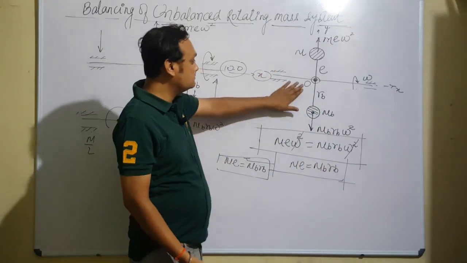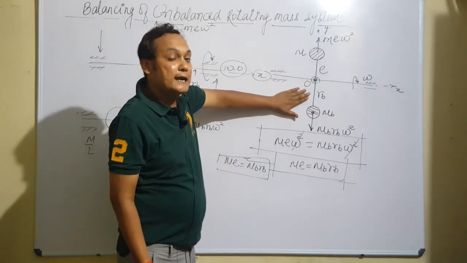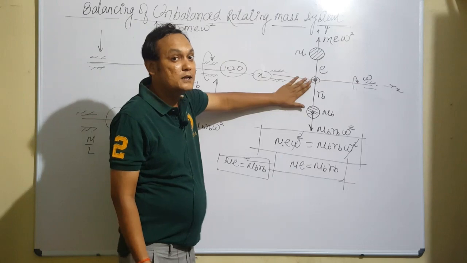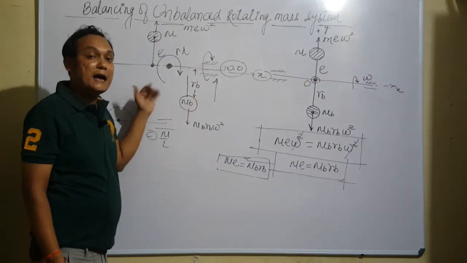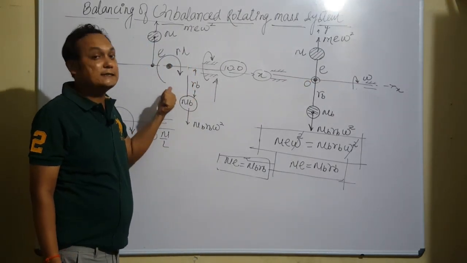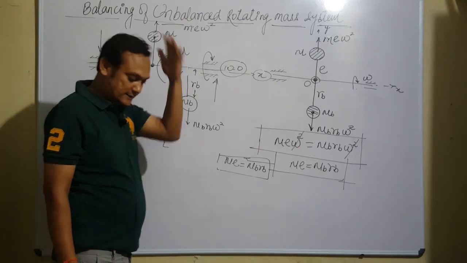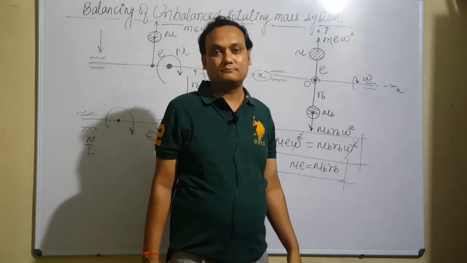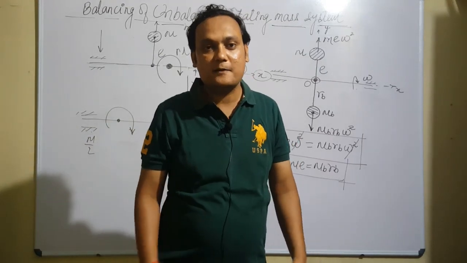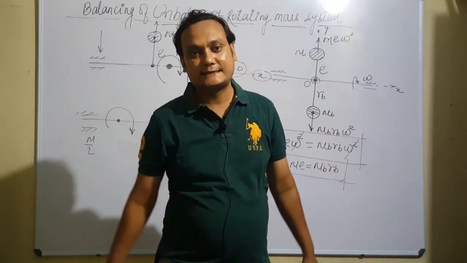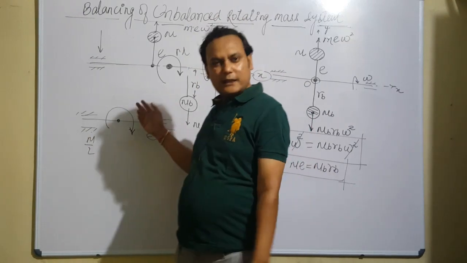This system is balanced in a static situation, when the system is not running, but dynamically the system is unbalanced. So what next? What to do? Can we do anything else?